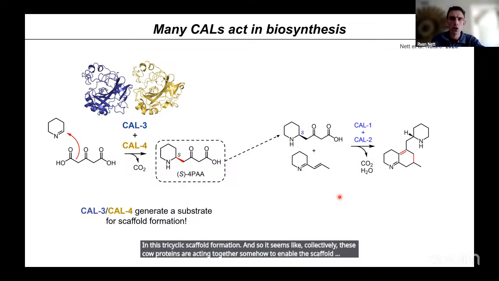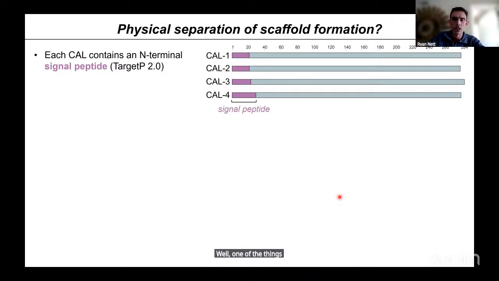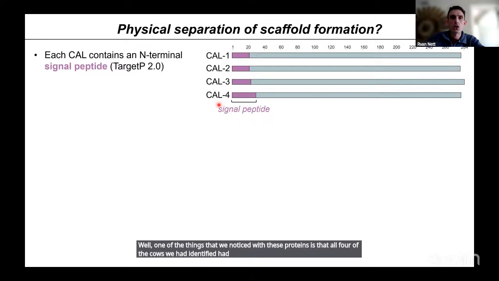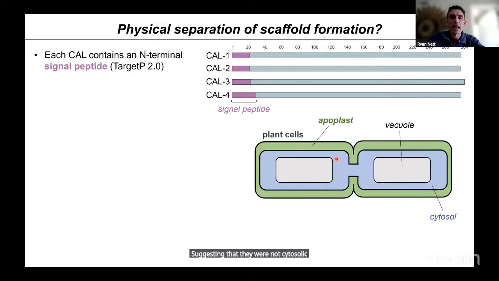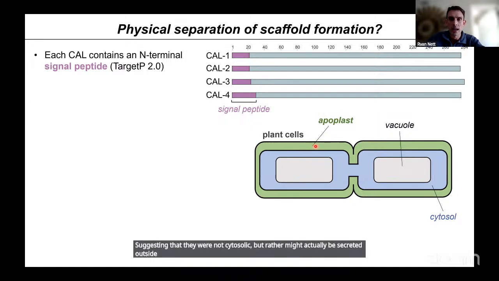And so we wanted to learn a little bit more about what was happening here. Well, one of the things that we noticed with these proteins is that all 4 of the CALs we had identified had these predicted N-terminal signal peptides, suggesting that they were not cytosolic, but rather might actually be secreted outside of the cell into the extracellular apoplast. And so we actually wanted to confirm this.